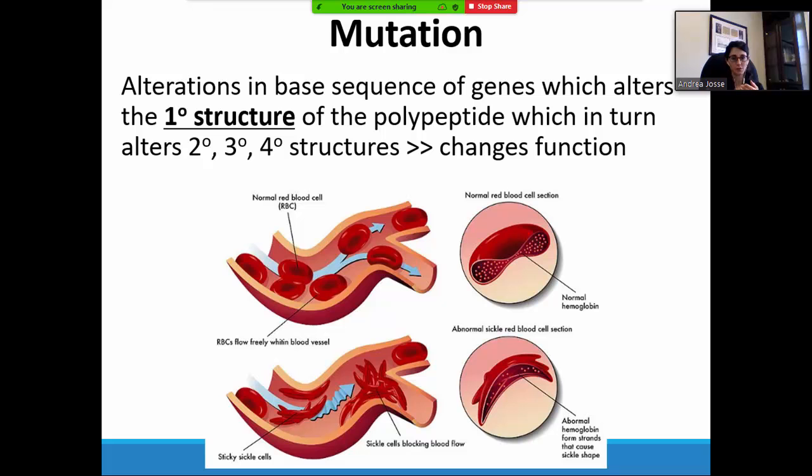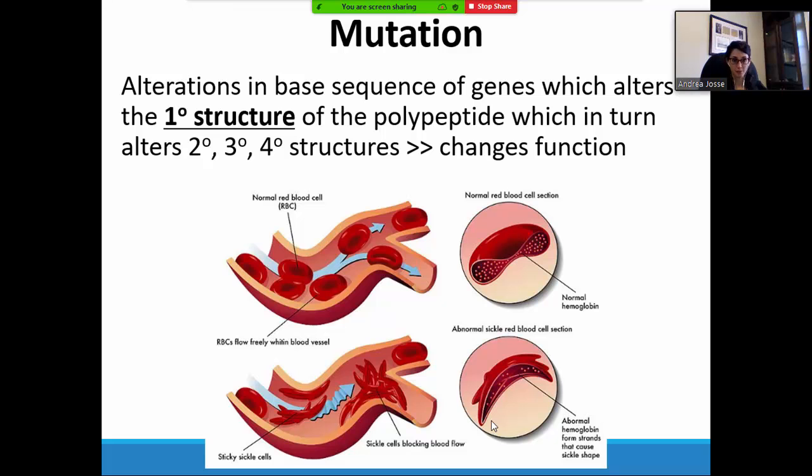And so I've shown you here with sickle cell anemia, here is an example of how the making of your red blood cells could be affected by this particular mutation in the primary structure. And this causes the blood cells themselves to have a sickle shape.